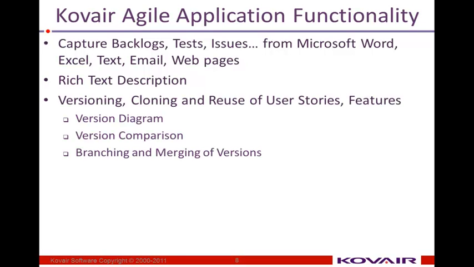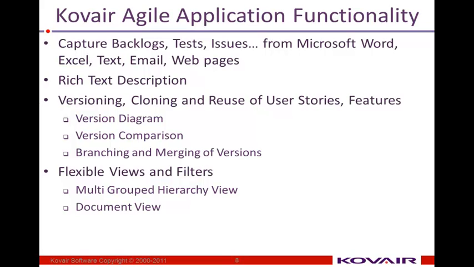Kovair includes built-in versioning. So when you have a user story and you change it, you have an option of creating a new version. And Kovair provides a number of different tools to create and manage those versions as well as to view them. That includes a version diagram. You can do a version comparison. You can do branching and merging of different kinds of versions. By the way, many of these things are actually imported from the requirements management application, or more traditional requirements management. We have taken some of those very useful things from requirements management and applied them to the agile methodology. So you are actually getting the best of both worlds when you're using the Kovair Distributed Agile Solution.